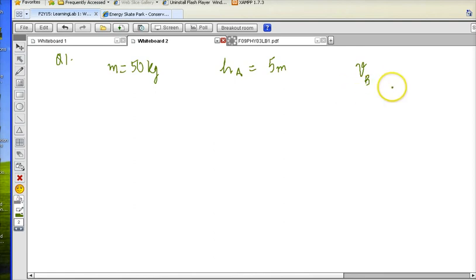Just for your reference, that was the experiment. This point was A, this point was B, the lowermost, and this point was C. So what is the velocity at point B is what I'm asking you, if the mass is 50 kilograms and the vertical height of A above the ground is 5 meters.